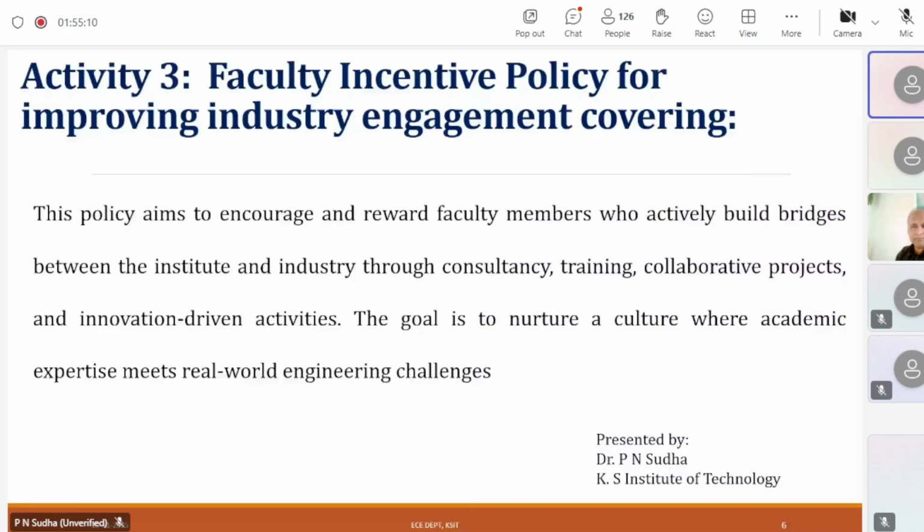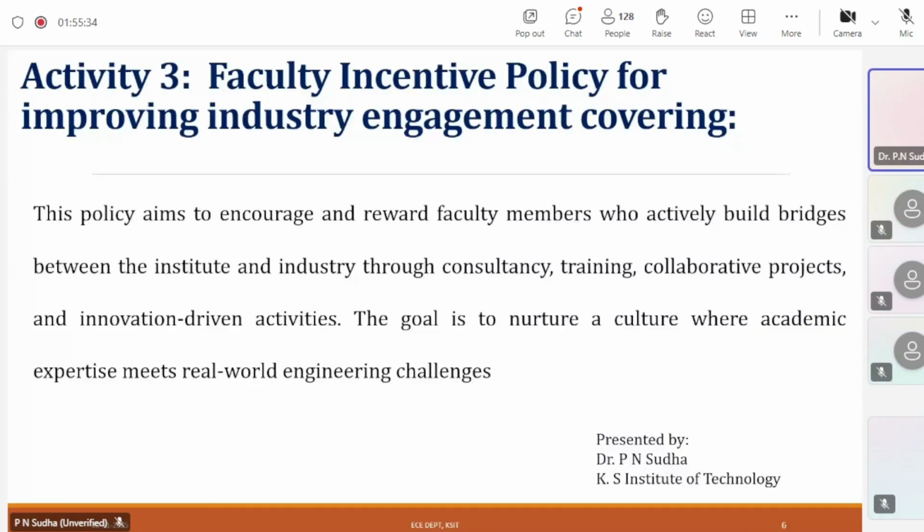Good afternoon, everyone. This is Dr. P.N. Sudasa, working as Professor and Head, EC Department. Sir, this is about Activity 3, Faculty Incentive Policies for Improving Industry Engagement. This policy aims to encourage and reward faculty members who actively act as a bridge between institute and industry through consultancy, training, collaborative projects, and innovation-driven activities. The goal is to nurture a culture where academic expertise meets real-world engineering challenges.